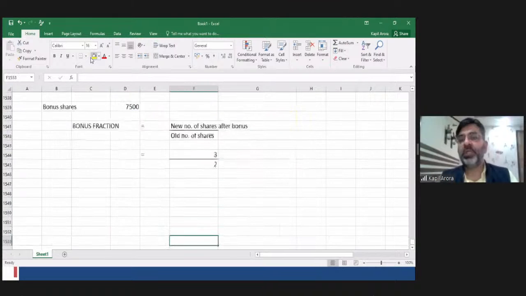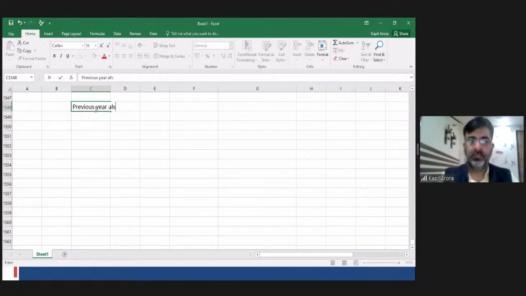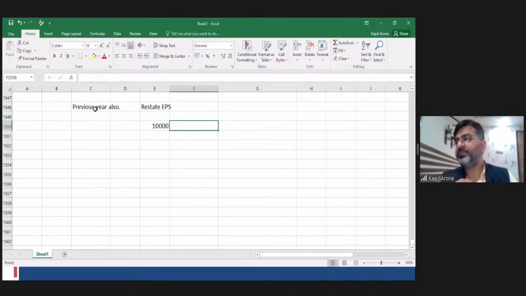It is not up to here, but for the previous year also. So for previous year also, I will go and restate EPS. Whatever number of shares were there previously, let's assume in the beginning there were 10,000 shares. So how many bonus do you think 10,000 shares would be getting? 1 share for every 2 shares.